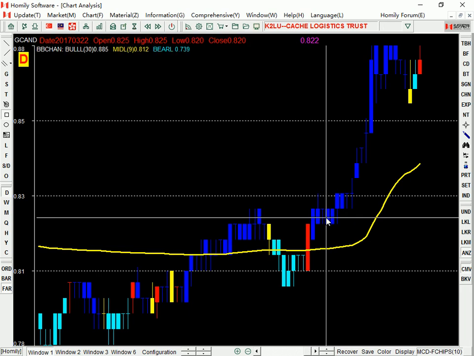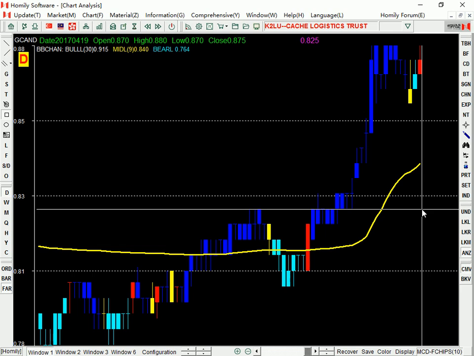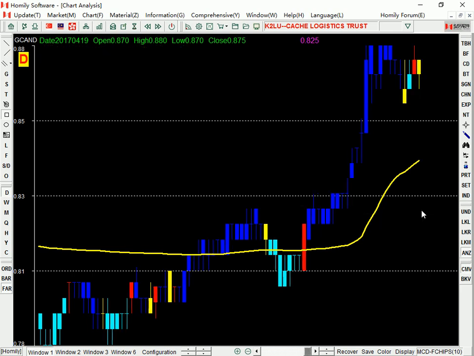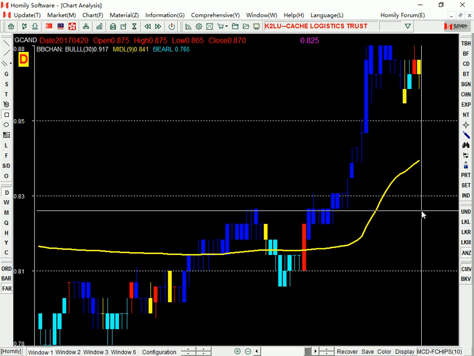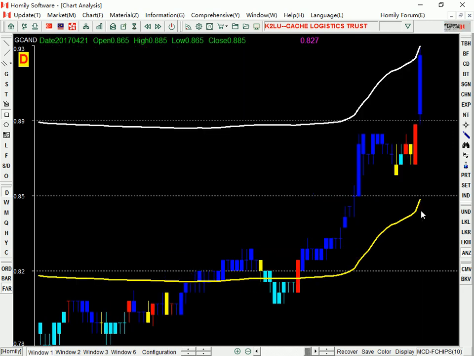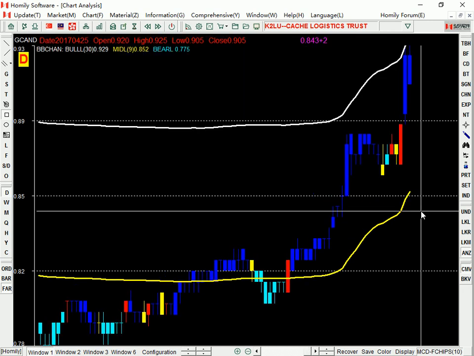Blue candlestick appears, buy or not? A red candlestick appears, buy or not? Here is the buy point, sell or not? No, because the trend is still uptrend, no need to sell. If you don't buy, here can buy again, then you can earn some profit.